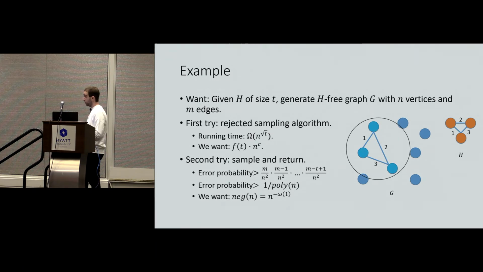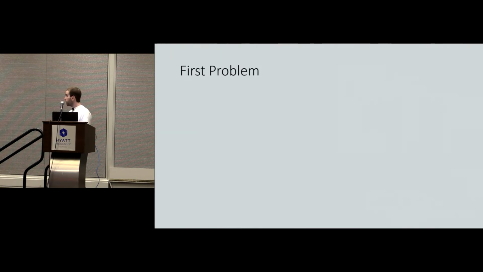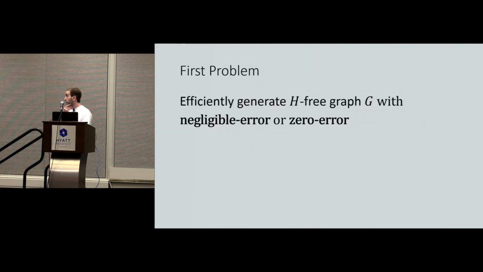So we've seen that we either have problems with the running time or with the error probability. So this brings us to the first motivating problem, which is to efficiently generate a graph G, which is H-free, with negligible error or zero error. And by zero error, I mean that the construction algorithm succeeds with high probability, and whenever it fails, it outputs some special symbol. Okay, and I want to emphasize that this problem focuses on the error probability of the construction, which is unlike the de-randomization literature that usually emphasizes the distinction between probabilistic constructions and deterministic constructions.